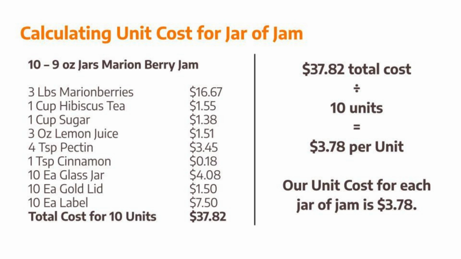Well, one jar is 1 unit of sale. So I'm going to divide that total cost for 10 jars by 10, and that gives me $3.78 per unit. So our unit cost for each jar of jam is $3.78.